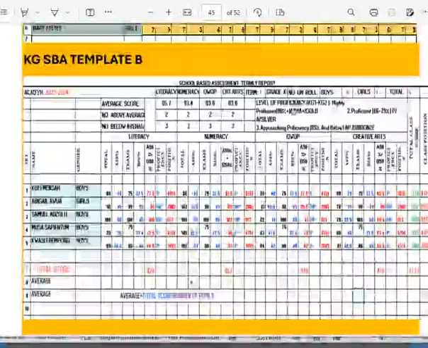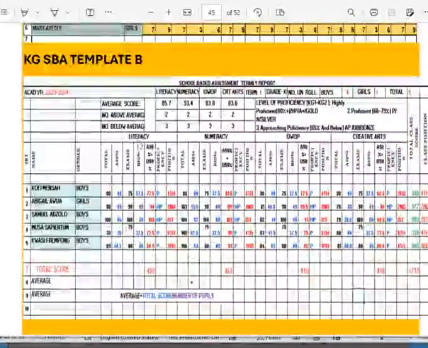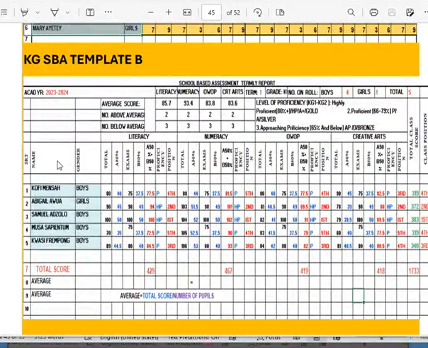Then these are the indicators, that's the level of proficiency, which will guide the school in making decisions on how well the pupils in KG1 and KG2 are performing. Right. So here we have the subjects, literacy, numeracy, OWOP, and creative arts. We have the names of the pupils, the gender, and the total.